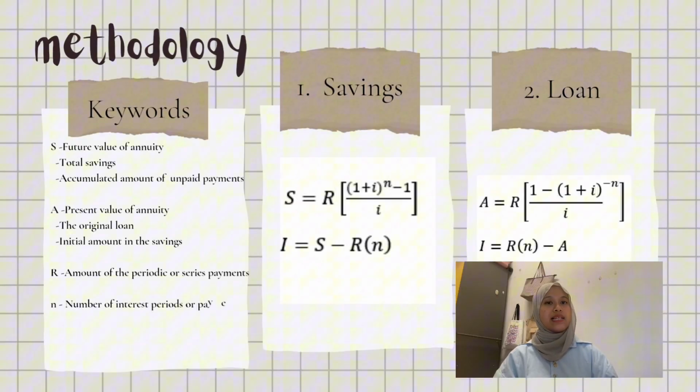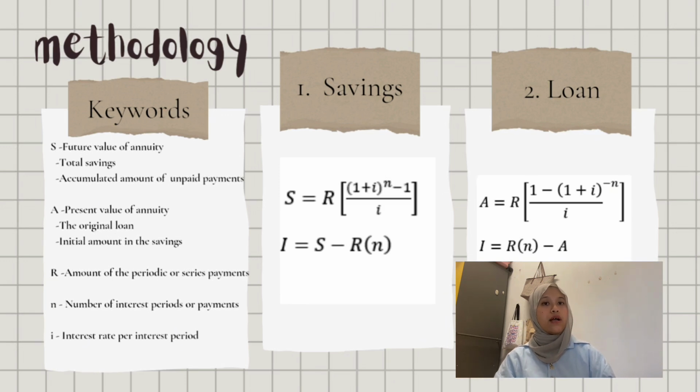Methodology of annuity. In this part, we know what is S, A, R, small capital N, and small capital I. So, what is S? S is future value of annuity, or we know it as total savings and accumulated amounts of unpaid payment. What is A? A is present value of annuity, or we know it as the original loan and initial amount in the savings. The third one is R. R is amount of the periodic or series payments. Next is small capital N. Small capital N is number of interest periods or payments. And lastly, small capital I, which is interest rate per interest period.